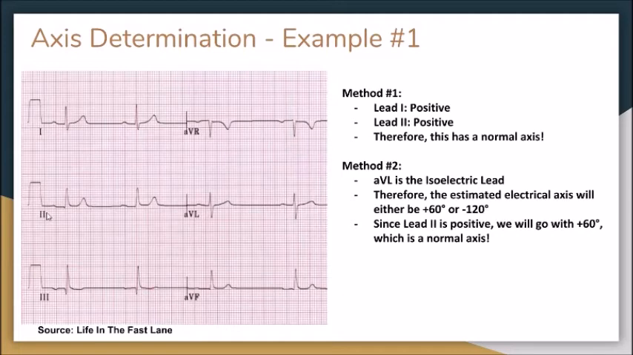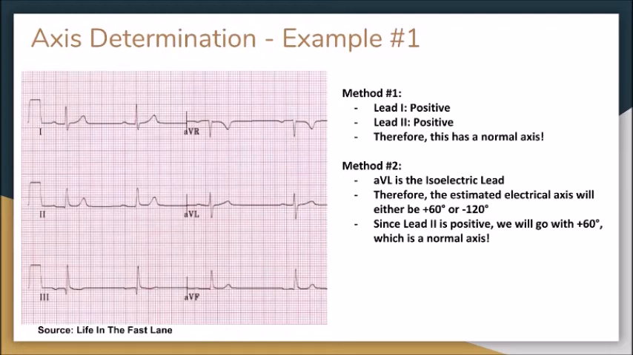We can also use the isoelectric lead method to figure this out. So the isoelectric lead in this case is going to be lead aVL. As we can see here, this top part cancels out with this bottom part, so the net deflection is 0. So we know that lead aVL is the isoelectric lead, and based on what's perpendicular to it, the actual electric axis of the heart will either be positive 60 degrees or negative 120 degrees. Because lead 2 is exactly positive 60 degrees, we should check lead 2. Lead 2 is positive, therefore we know that the actual electrical activity is going at a positive 60 degree angle, therefore it's a normal axis.